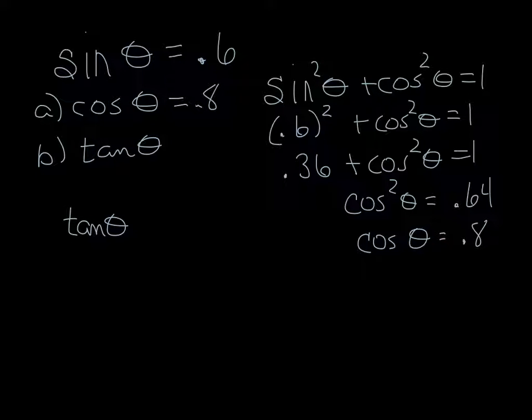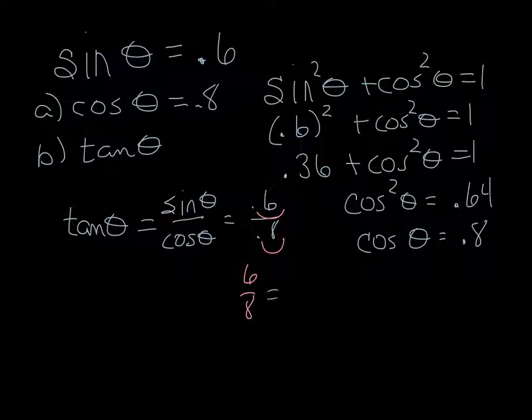Tangent of theta is sine over cosine. And the sine was 6/10. The cosine was 8/10. We can move both of these decimals over, and 6/8 reduces to 3/4. So the tangent of theta is 3/4.